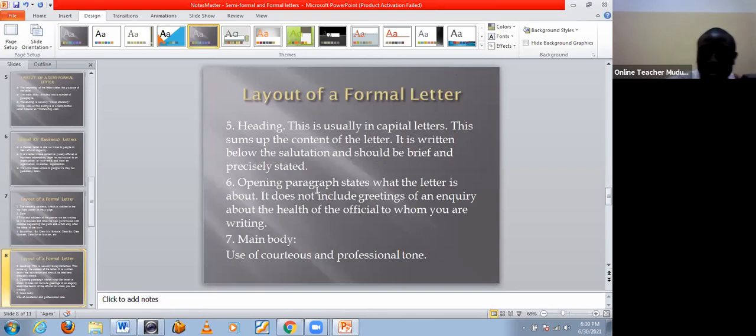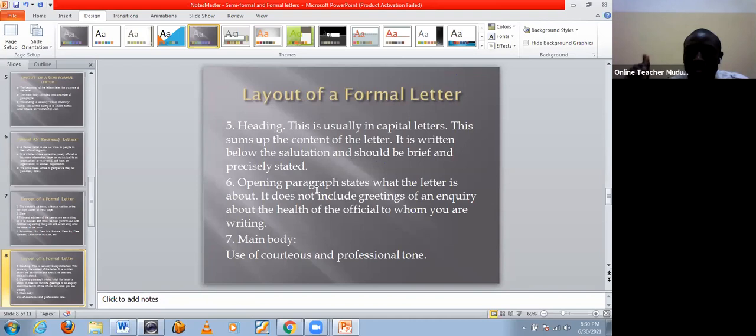Then the opening line, the opening paragraph of your letter, which is the introduction there, states what the letter is about. Are you applying for a job? Are you complaining about something? Are you requesting something? What are you doing in that letter? What's the point of your letter? What's the purpose of your letter? So you state the purpose in the opening paragraph.